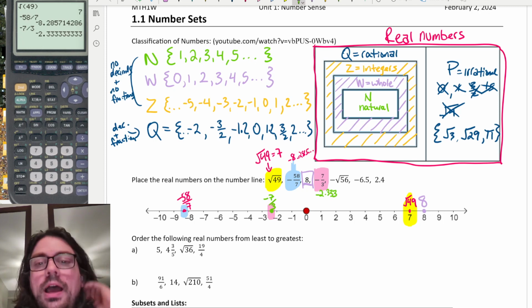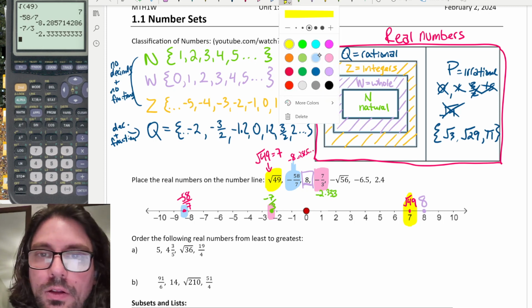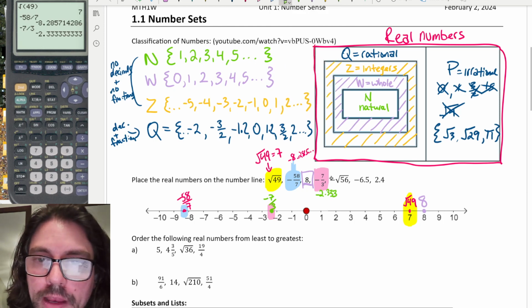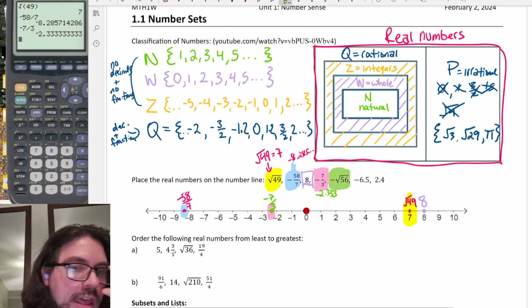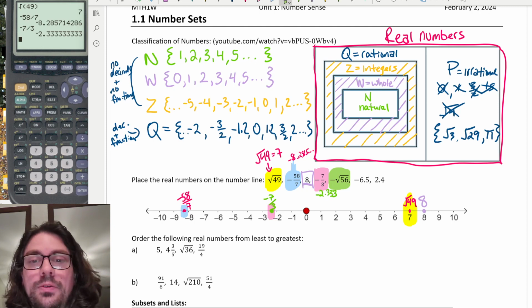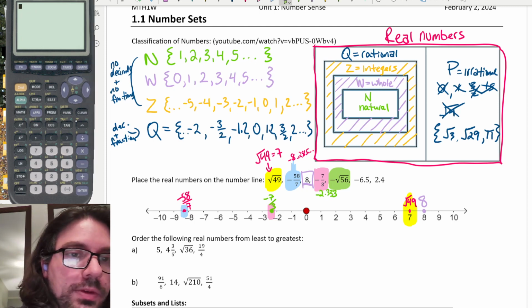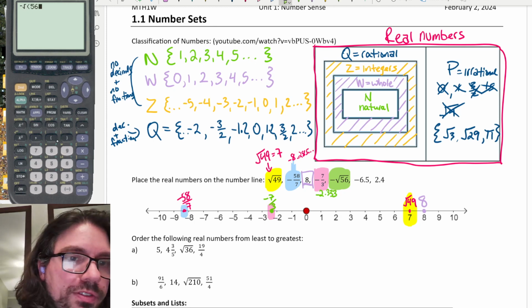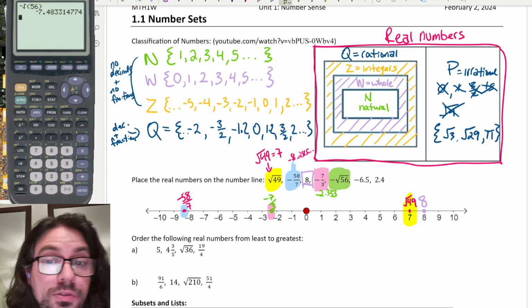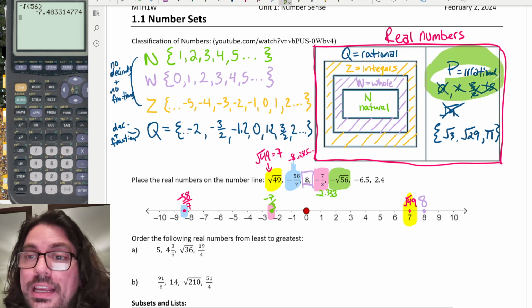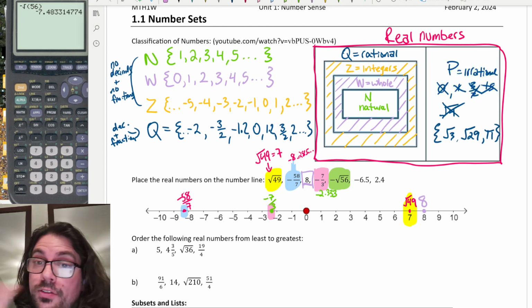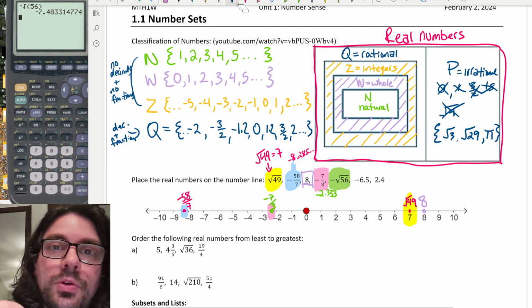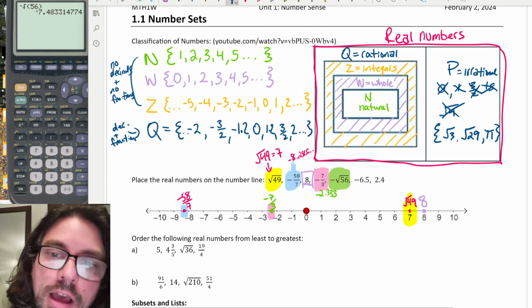Okay, let's try the next one. So this one here, negative square root of 56. Again, I don't know off the top of my head what the square root of 56 is, but we can do it on the calculator. Press the negative button. Second function x squared has that square root symbol, and we can take the square root of 56. And that doesn't work out nicely. This one's actually an irrational number, and that's okay, because we can still put it on the number line.